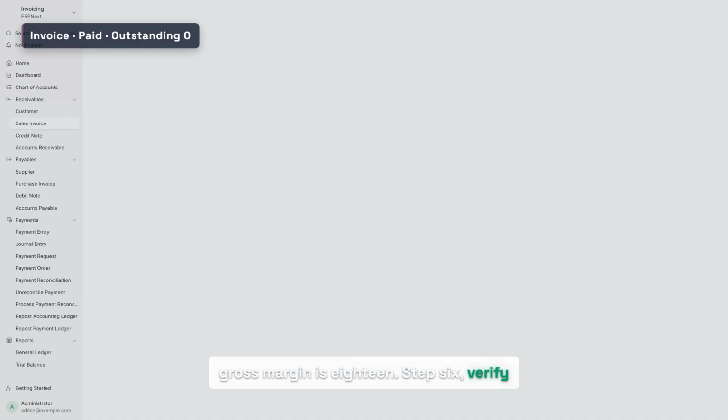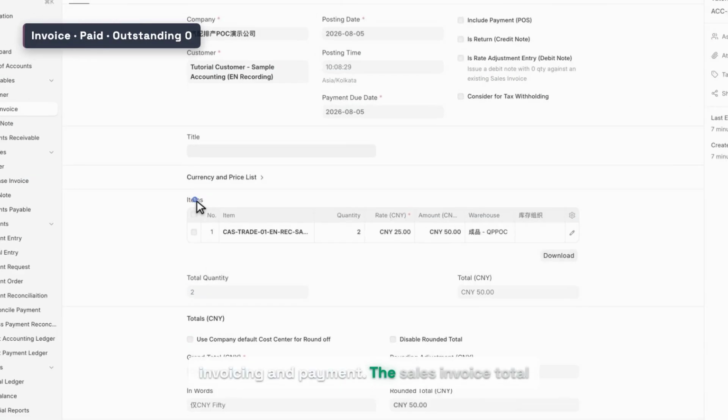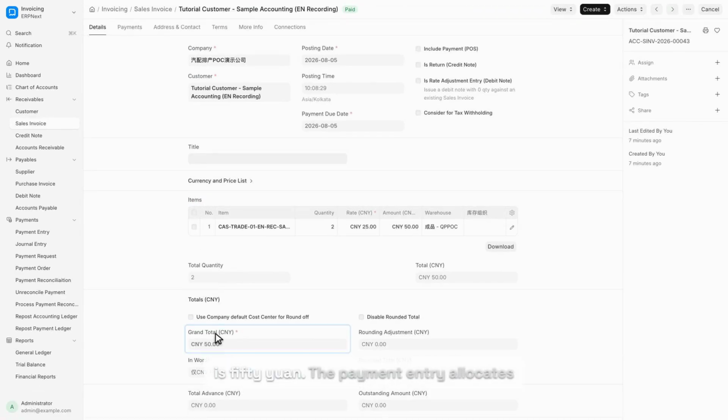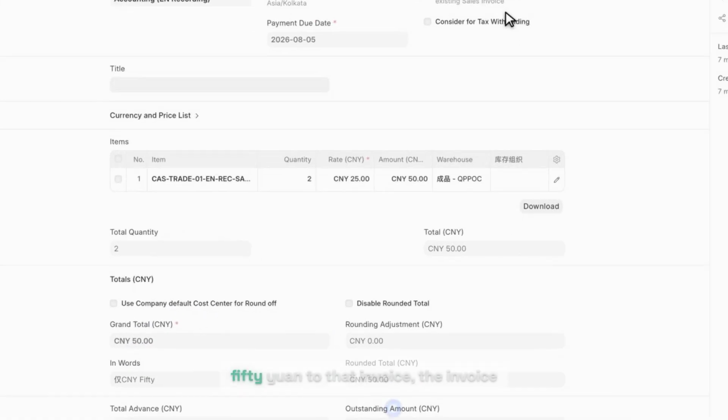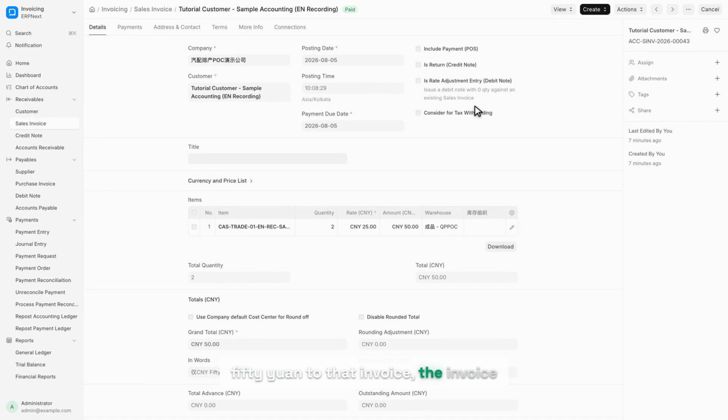Step 6. Verify invoicing and payment. The sales invoice total is 50 yuan. The payment entry allocates 50 yuan to that invoice. The invoice status is paid, and the outstanding amount is 0. Bulk inventory, sample inventory, sales revenue, sample cost, and receivable settlement now form one traceable document chain instead of an external spreadsheet calculation.